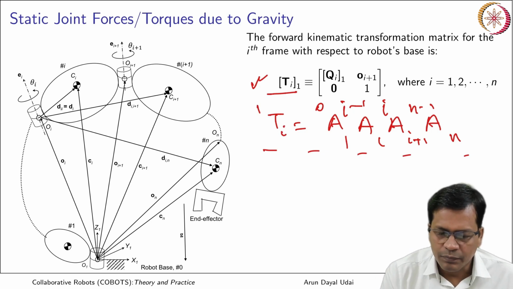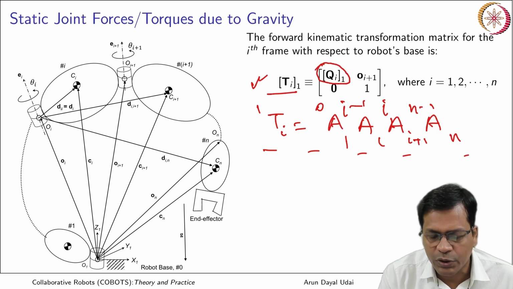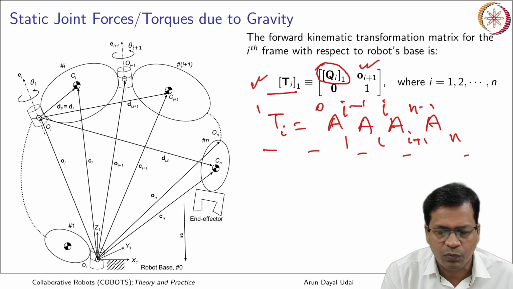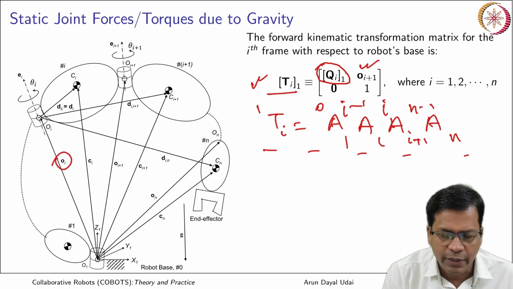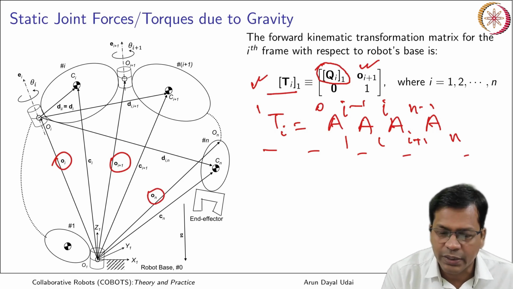Using this you can calculate the rotation matrix of the link and the position of the link fixed frame, that is O i plus 1. For each link, if you do the forward kinematic transformation up to that link, you can get all the Oi. So all the frame locations you can calculate, as well as the orientation of the link. This is the first step for that.